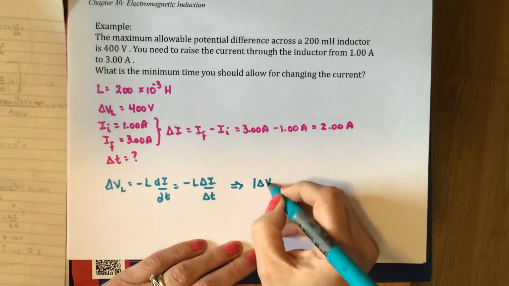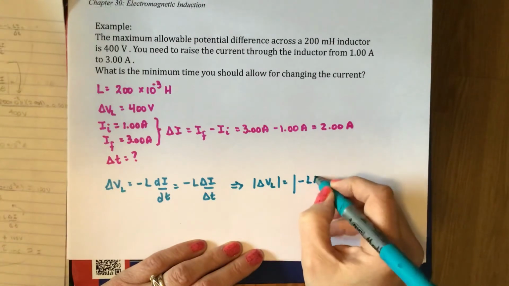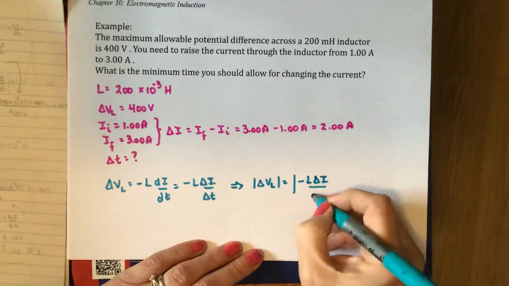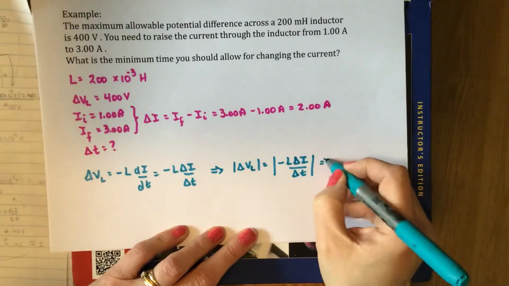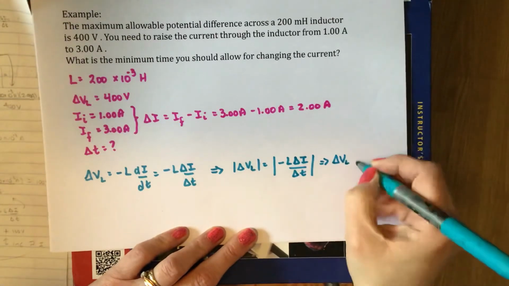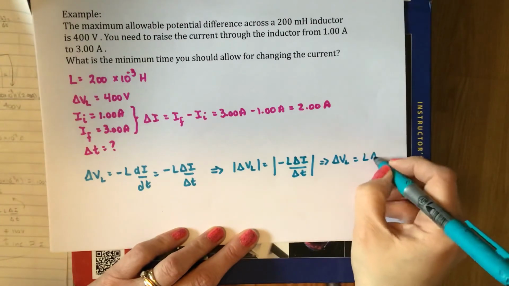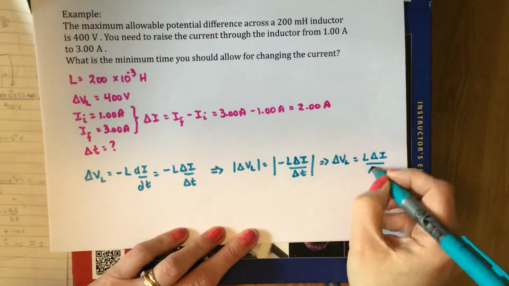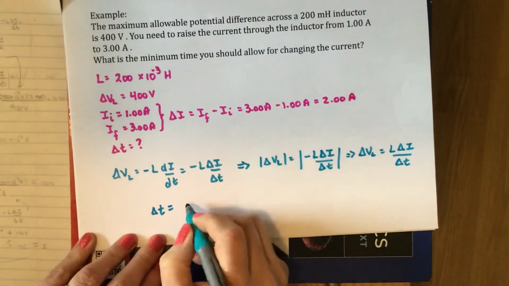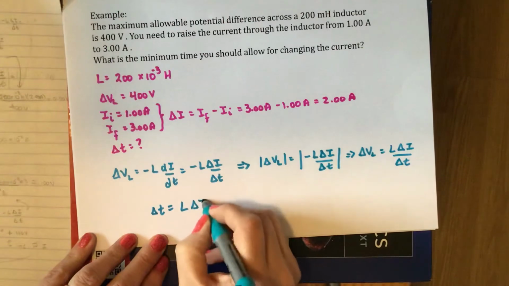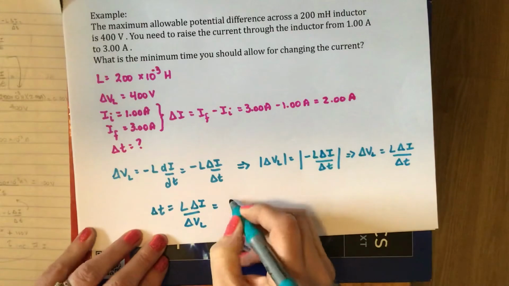So the absolute value of the potential is minus L times delta I over delta t. Our delta I is positive, so that means that the magnitude of delta VL equals L times delta I over delta t. And if we want to find our delta t, it is the inductance times the change in current divided by the magnitude of the change in potential.